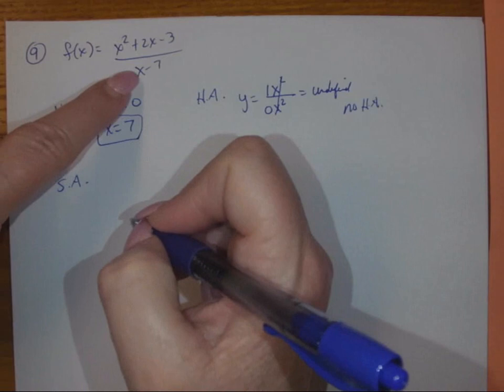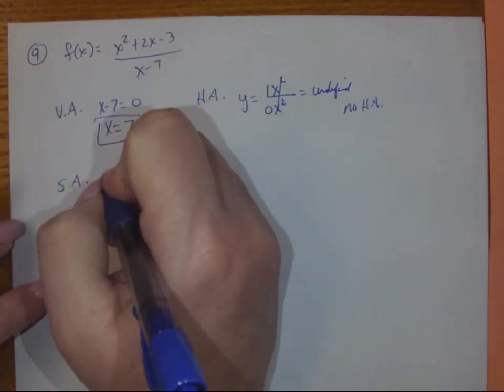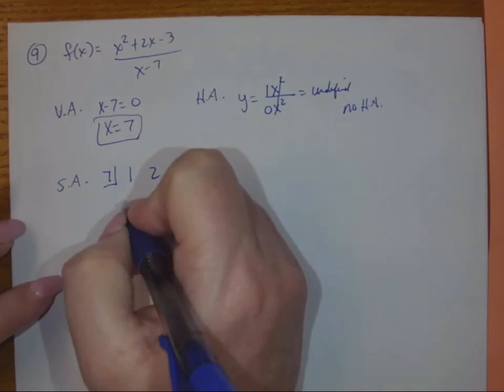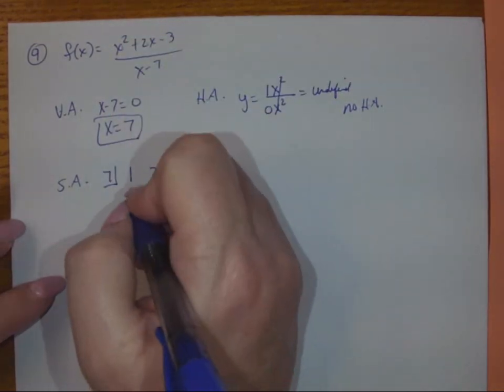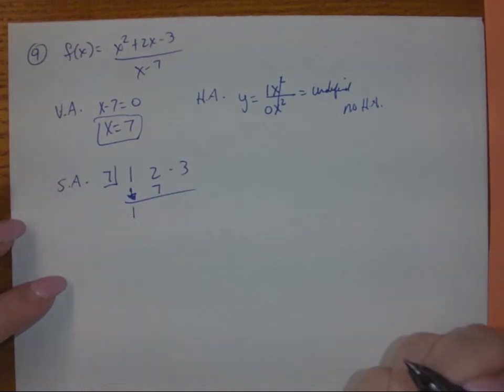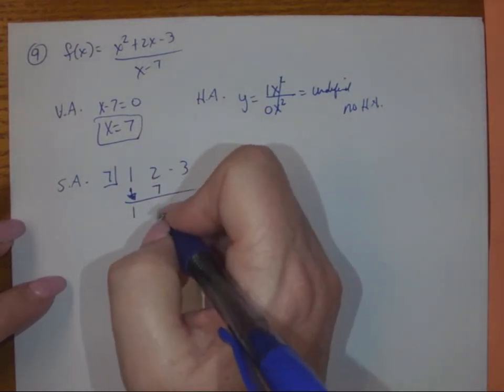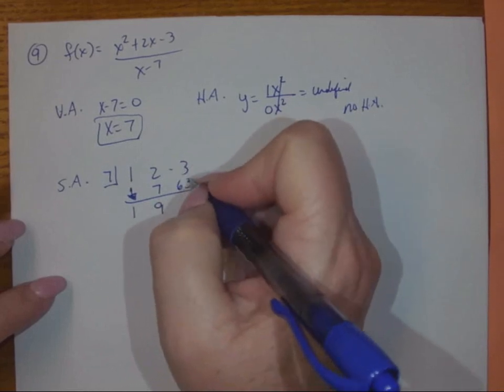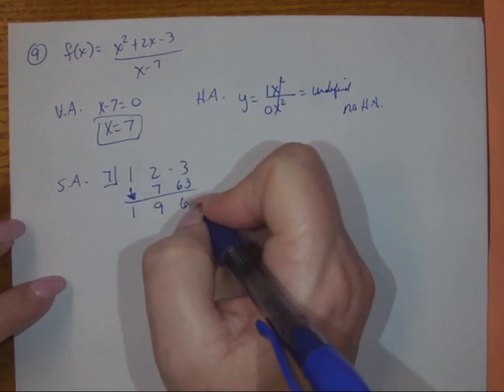So x minus 7, remember it's x minus c, so it's just going to be a 7 in our box. 1, 2, and negative 3 from our coefficients. So bringing down our 1, 1 times 7 is 7. 7 plus 2 is 9. 9 times 7 is 63. 63 minus 3 would be 60.